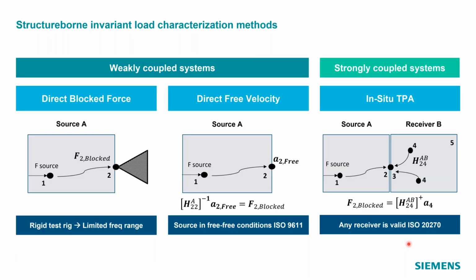Now, looking at this overview of different methods that are available for obtaining these invariant loads. So for structure-borne, and you see this is divided depending on the coupling that you have to your receiver system. So for weakly coupled systems where the receiver is either very soft or very rigid compared to the source, we can either look at directly measuring blocked forces or directly measuring free velocities. And then in general cases where the receiver has, let's say, comparable impedance to the source components, the general purpose method, you could say, is called in situ TPA.